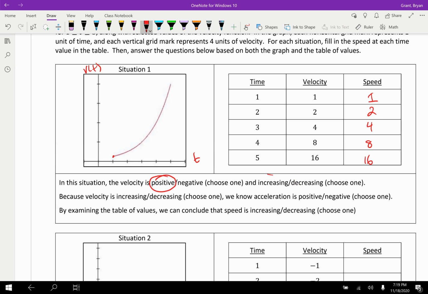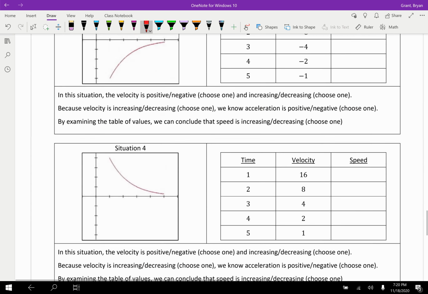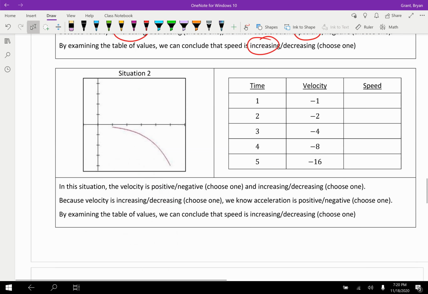If you look at the graph, it has a positive slope, so the velocity is increasing. Because the velocity is increasing, remember, increasing velocity, positive slope, slope of velocity is acceleration, so we know acceleration is also positive. Lastly, by examining the table of values, we can conclude that speed is, well, what's happening to the speed? I'm pretty sure the speed is getting larger as well, so the speed is also increasing. No shocks there. Now, why don't you guys try the other 3 and then come back and see how you did, and we'll finish this off.